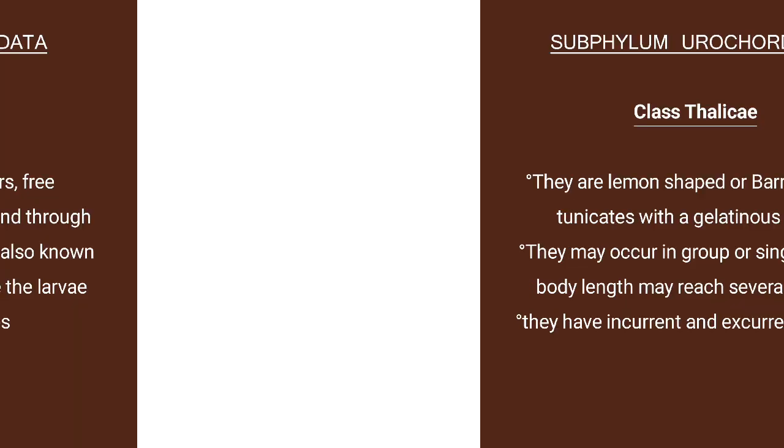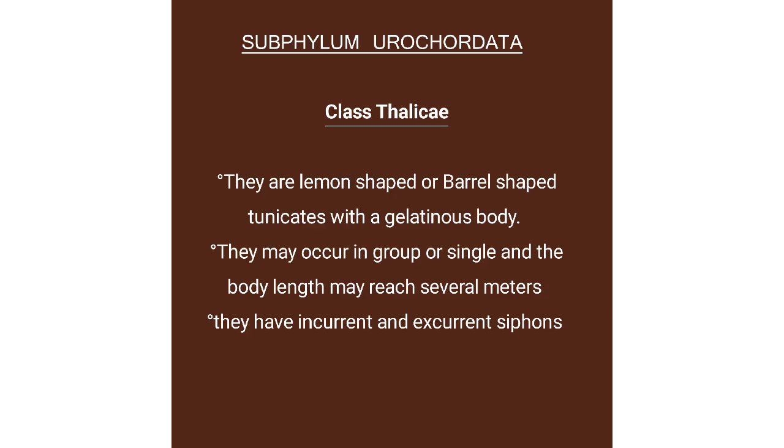Now, we have the class Thaliacea. They are lemon shaped or barrel shaped tunicates with gelatinous body, and they may occur in groups or single, and the body length may reach several meters. They have incurrent siphon and they have excurrent siphon. What is the function of the incurrent siphon? To draw in water, in which digestion occurs. Excurrent siphon to push out the water. You understand? To push out the water, which I will be going into very well very soon when we get to Ciona. You understand?